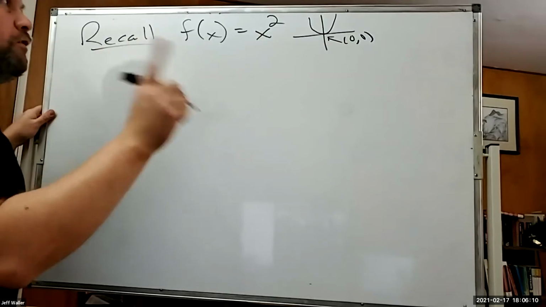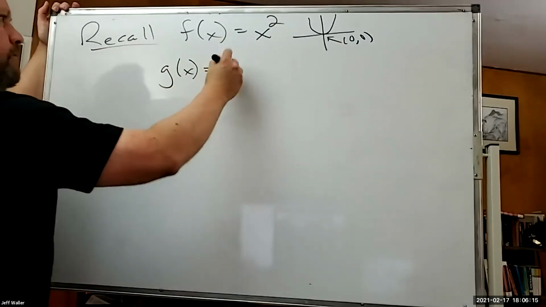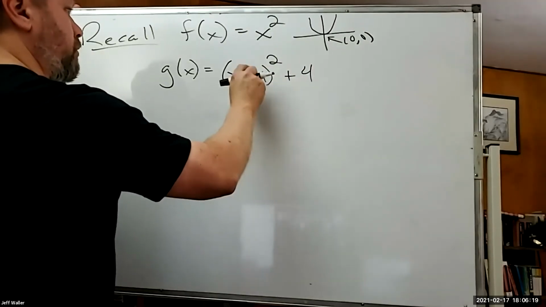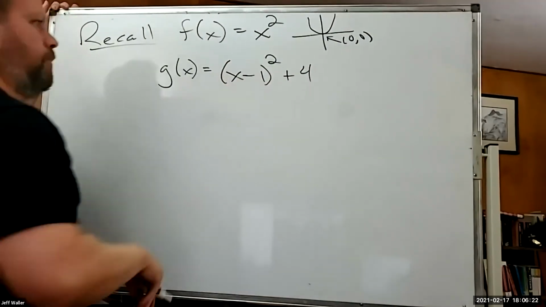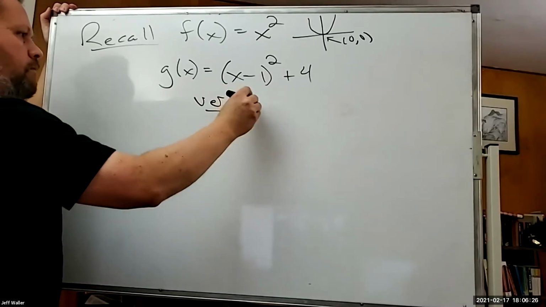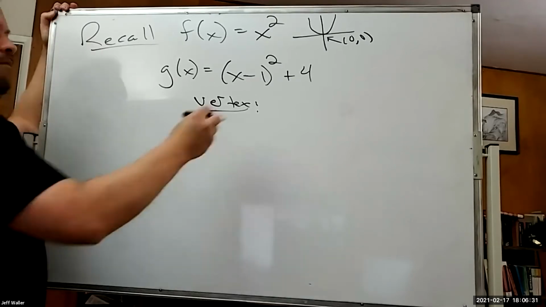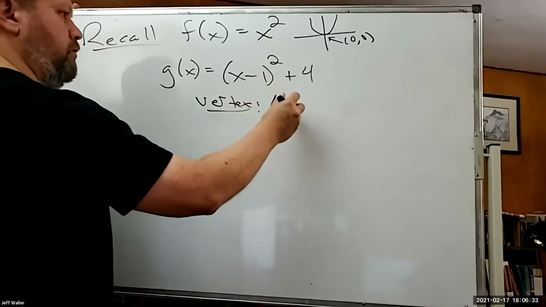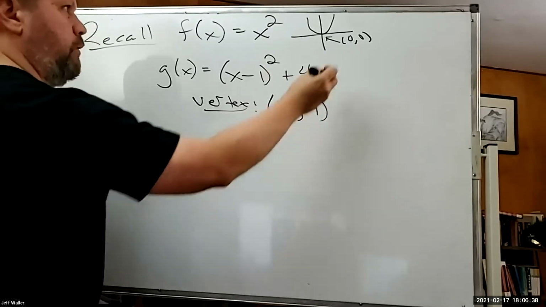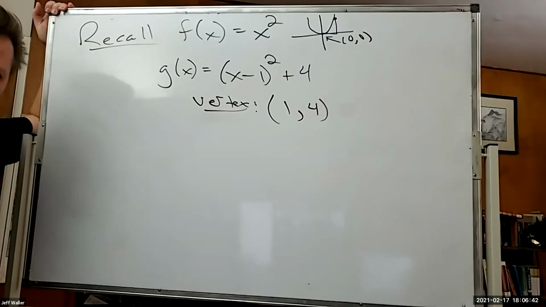So, using your knowledge of transformations, where's this guy's vertex? It's at 1, 4. Yeah, it shifted 1 to the right and 4 up. So it went from 0, 0 to 1 to the right, 4 up. So now it's at 1, 4. You guys see that?